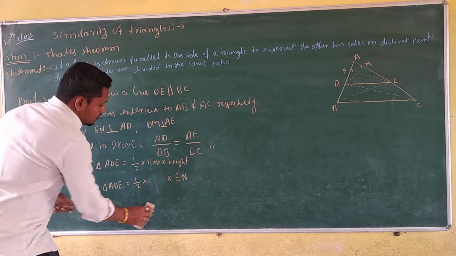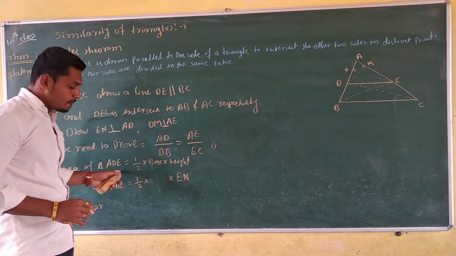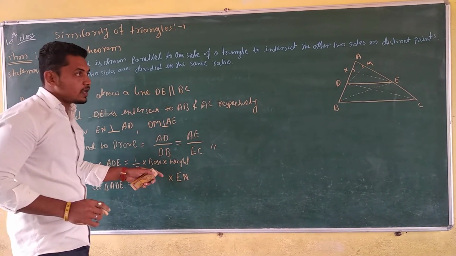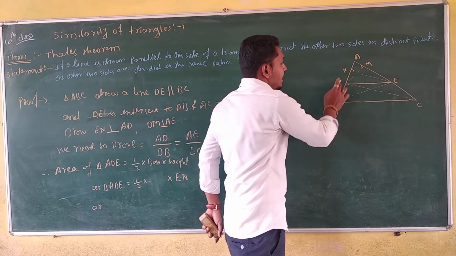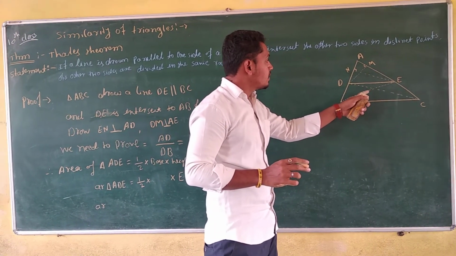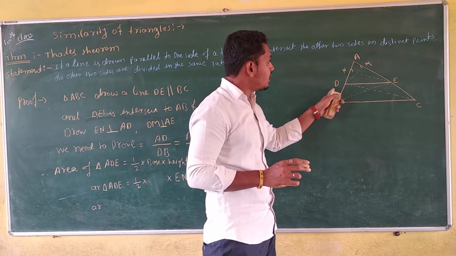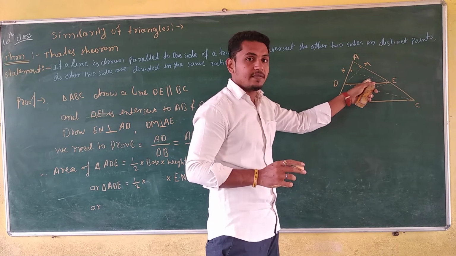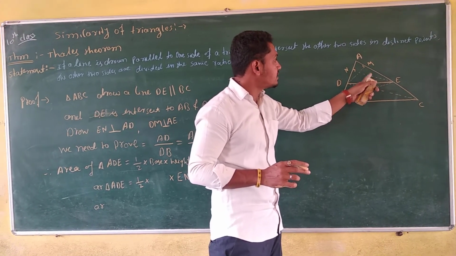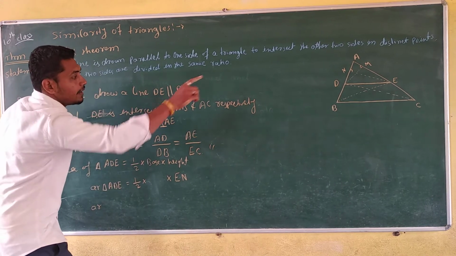Base. We take in triangle ADE, 1 divided by 2 into base. We take base AD, not DB. Why not DB? We take the base AD because the perpendicular line is there. That's why we take the base AD.